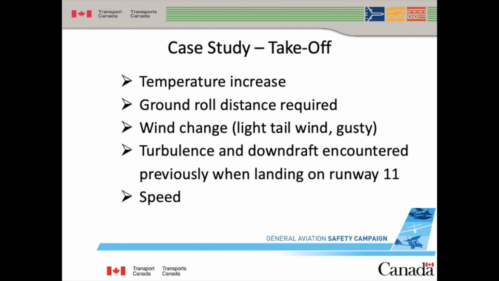Definitely the temperature increase, the ground roll distance required. For sure, we had a density altitude situation, we had a tailwind situation, we had gusty winds. Not sure what the component was for the wind, but it certainly played a factor. We definitely know that the turbulence and downdrafts that were encountered over the ravine was an issue, because there were reports earlier today on the approach to runway 11 when that runway was being used.